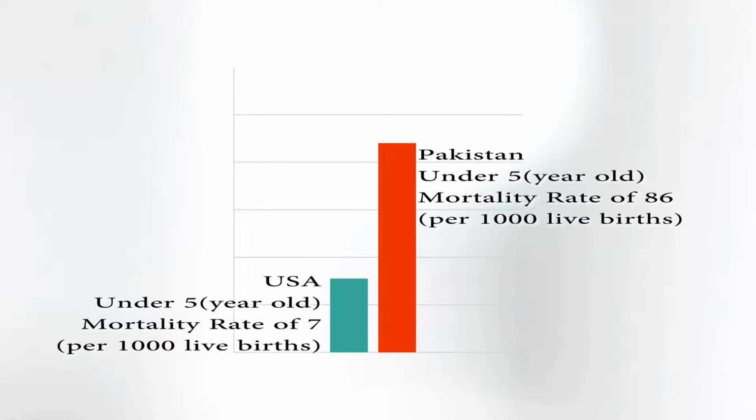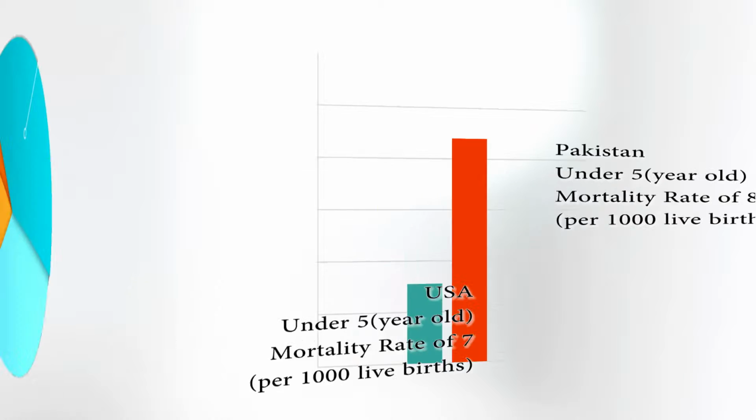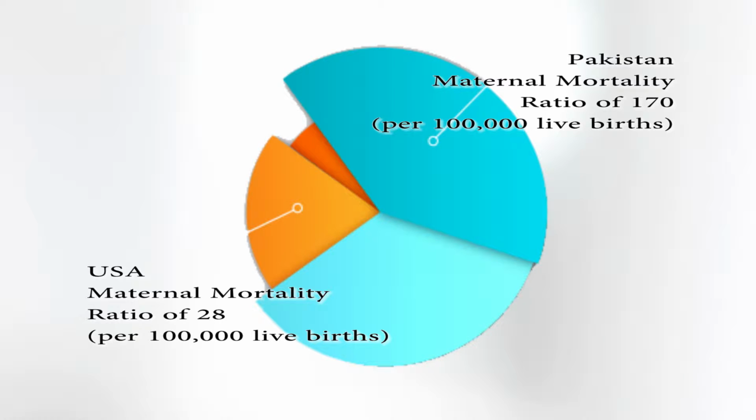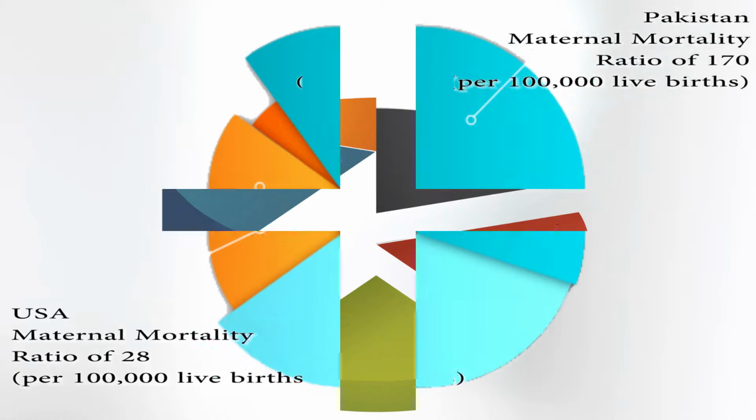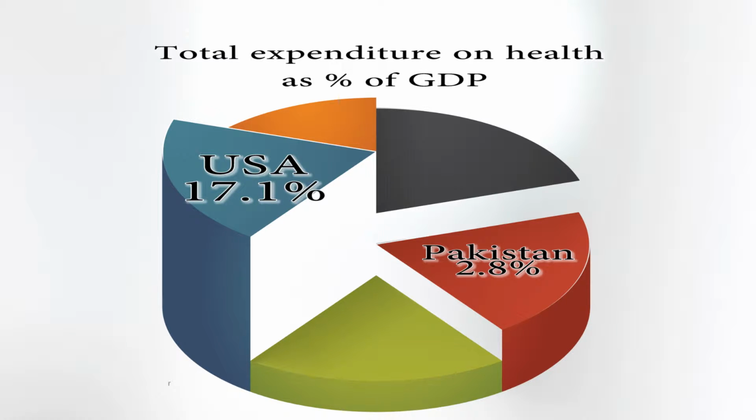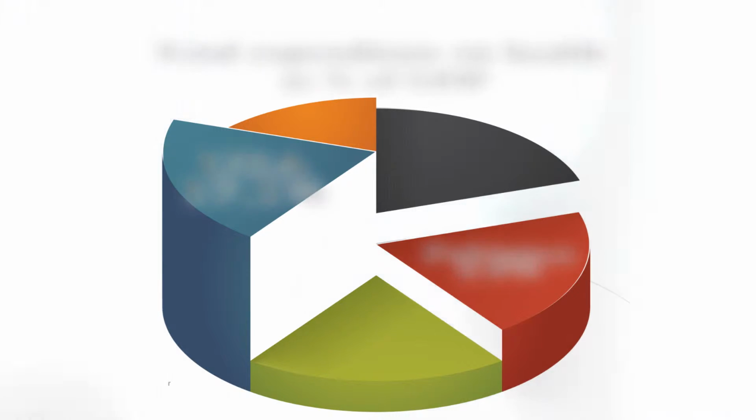Under 5-year-old mortality rate of 86 per 1,000 live births versus 7 for the USA. Maternal mortality ratio of 170 per 100,000 live births versus 28 for the USA. Total expenditure on healthcare as a percentage of GDP at 2.8% compared to 17.1% for the USA.